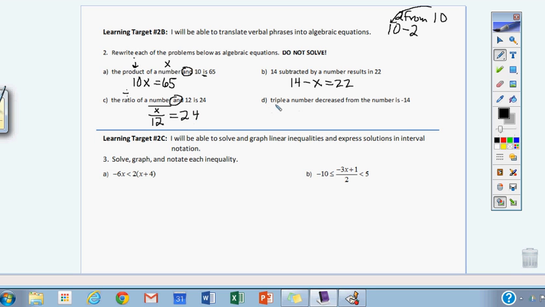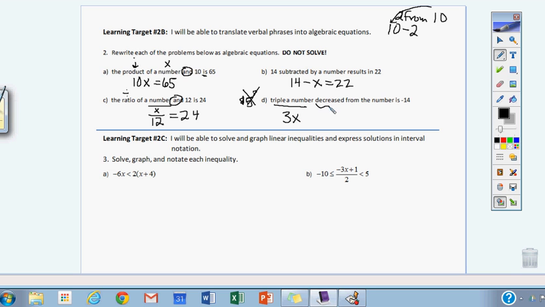Triple a number. Take a number and triple it. Think about it. If I have $5 and I triple that number, what does it become? $15. So don't do this to it. Don't raise it to the third power. That's way too high. That's 5 times 5 times 5. If I want to triple any number, I literally take 3 and multiply it by that number.